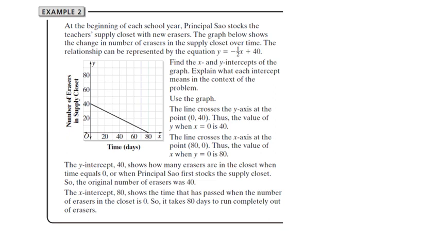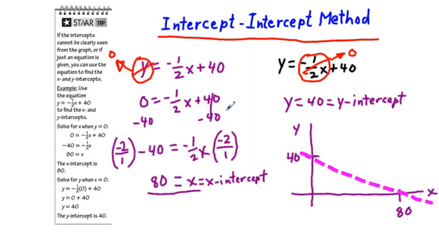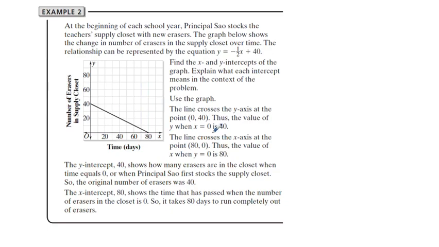Next, example 2. At the ending of each school year, Principal Sal stocks the teacher supply closet with new erasers. And I think this is the same equation we were given last time. The line crosses the x-axis, and you look back here, that's even that same equation, and you see a similar sketch. And I used the intercept method to get that. So you have the point here, 80, 0 is our x-intercept, and 0, 40 is our y-intercept. And we draw a line connecting those two.